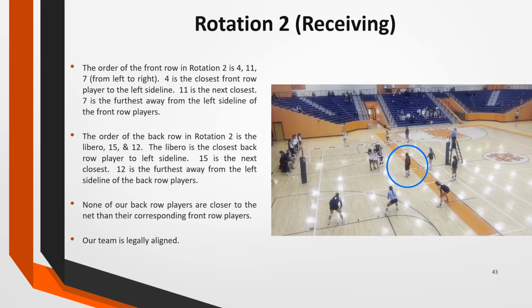Now, in our last image, rotation 2 looked a little different as far as where number 11 was located. But the alignment, as far as being legal, is still legal. All number 11 did was move over toward the right side of the court. She is still in front of the setter, who is her corresponding middle, and she is still closer to the left sideline than number 7. This particular image we're looking at is a more common rotation 2 that you usually will see from most teams. And in this image, they are legally aligned.